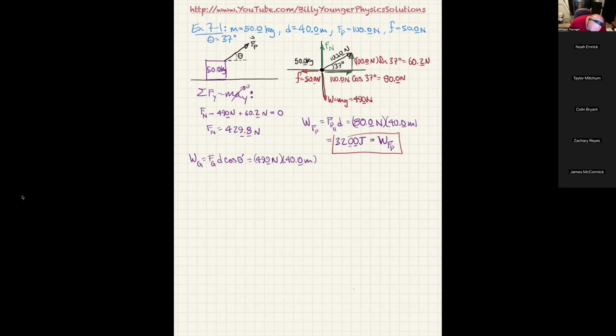And now we need the angle between them. If we look at our diagram, what we would see is that the angle between the force of gravity and the displacement is actually 90 degrees. Notice it's this angle right here. So in this case, it's going to be times the cosine of 90 degrees, and therefore we're going to get 0.0 joules is equal to the work done by gravity.